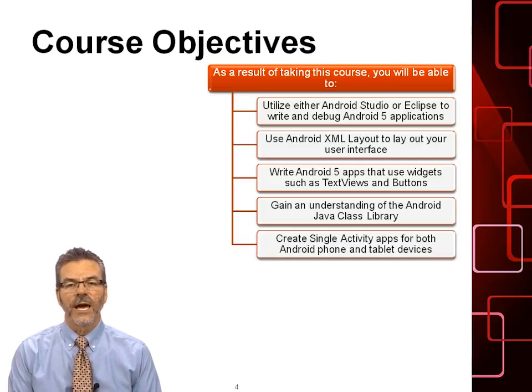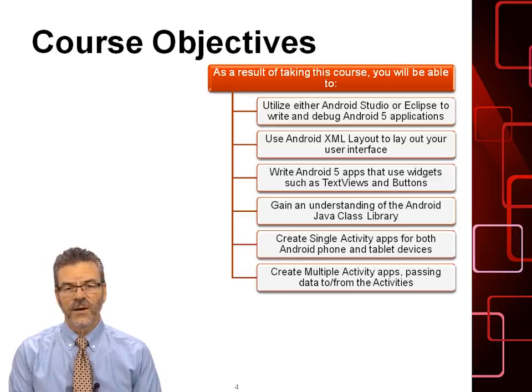You'll learn how to create a single activity app, and single activity apps are ones that just have a single view on the screen, and a lot of apps can be written with only a single activity. It could be on the phone, it could be on a tablet device. You'll also learn how to create multiple activities. When you create multiple activities, you need to know how to pass data to and from these activities. And of course, we're going to learn how to do that.